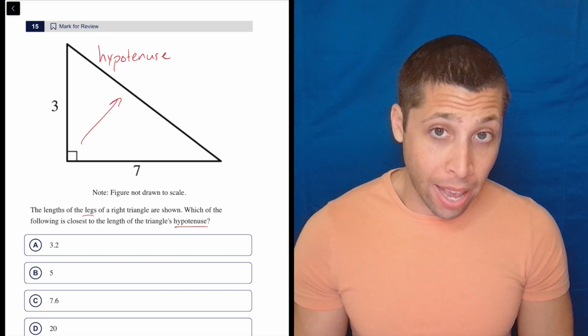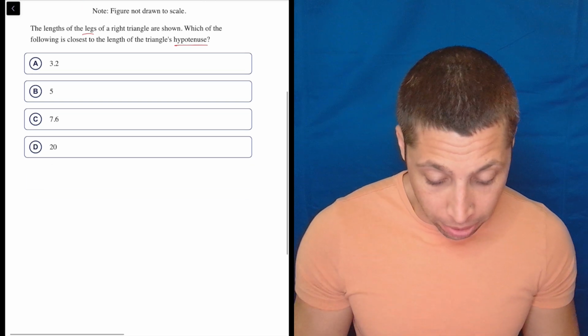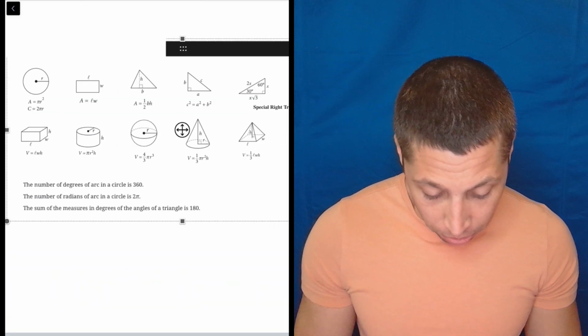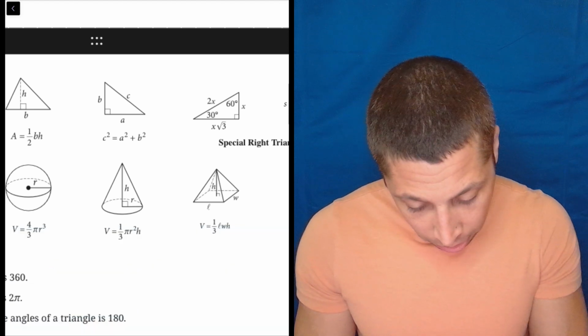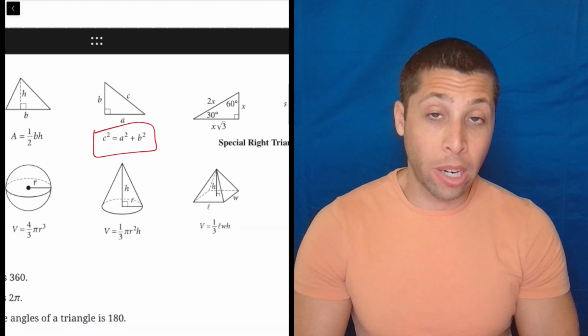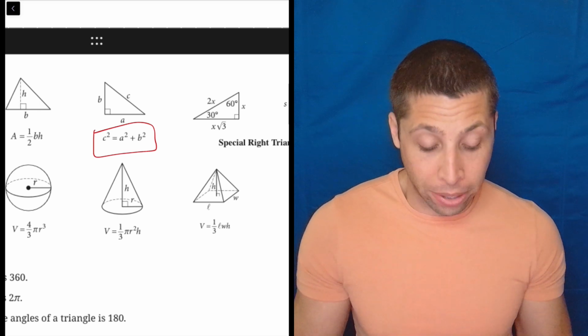Now, in order to find that, we are going to use the Pythagorean theorem, which is given to us in the reference chart. I'll put it here just to show. So let's put it in. And it's given, in my opinion, in a way that's kind of backwards. I learned it as a squared plus b squared equals c squared. Obviously, it doesn't really matter. It's the same thing. But whichever way you learn it, it's there.